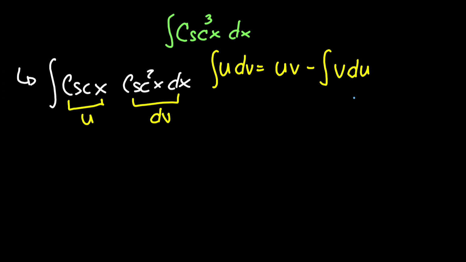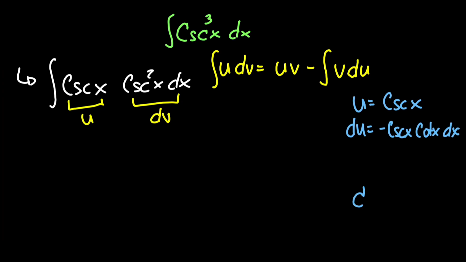And so let us take the values here. u here is equal to cosecant of x. The derivative of cosecant of x would be equal to negative cosecant x cotangent of x dx. And dv right here would be equal to cosecant squared of x dx. And so, taking the integral of cosecant squared of x, it is equal to negative cotangent of x.